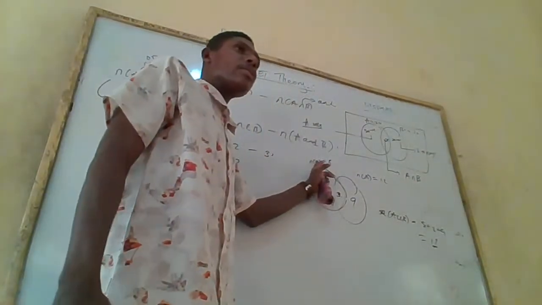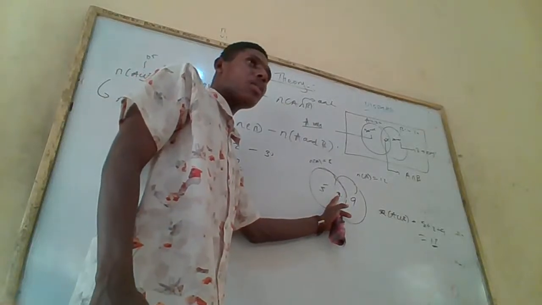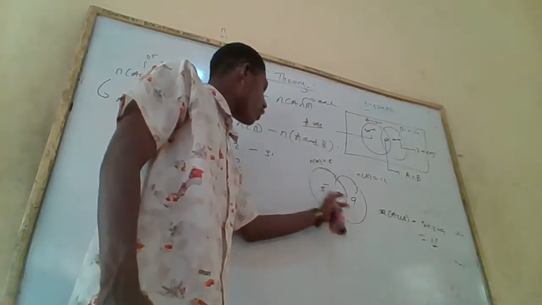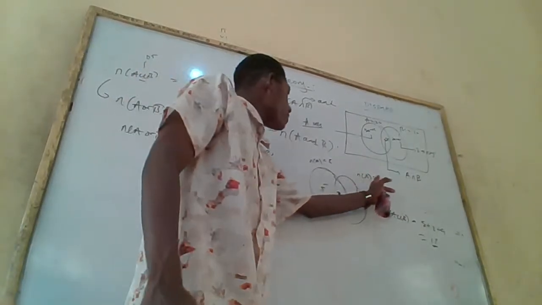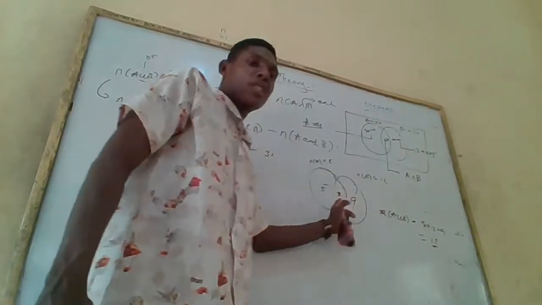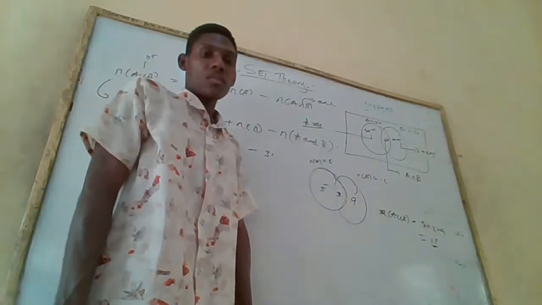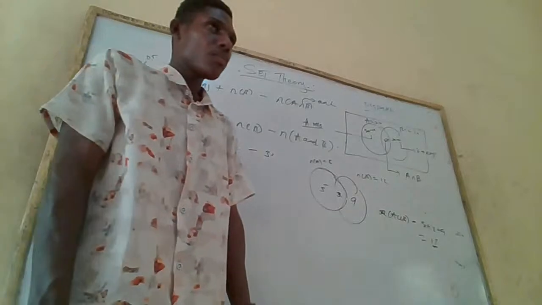Everything here is 8, and there's something here, which is 3. So if I want to get something, I give me 8 minus 3, 5. If I want to get something here, I give me 12 minus 3, what will I give you? 9. Hello, are we getting something?